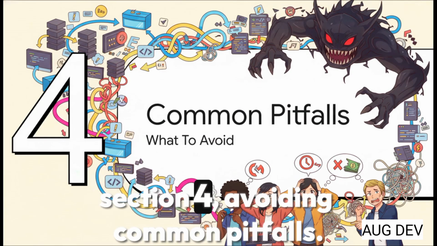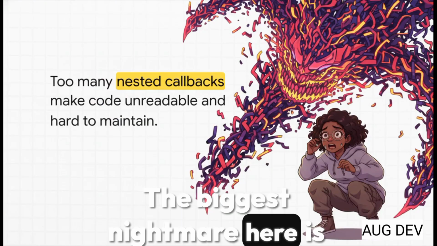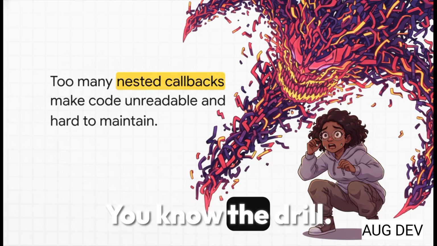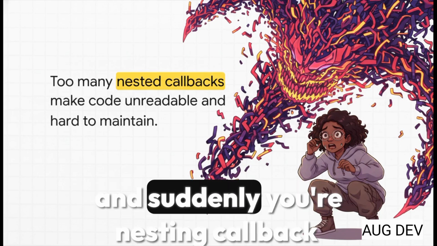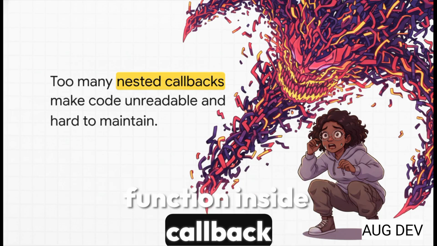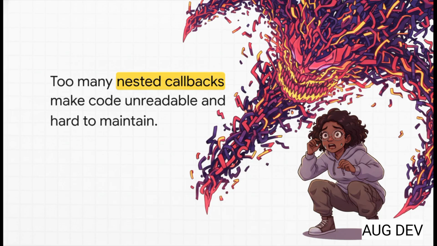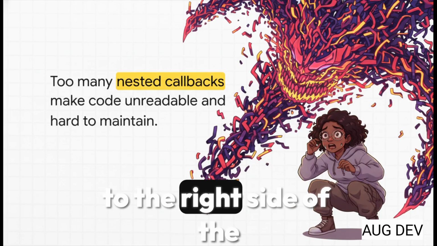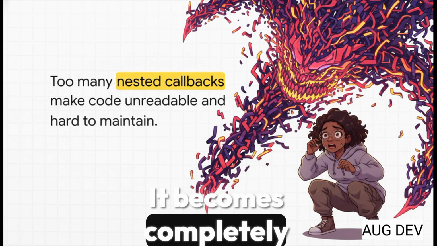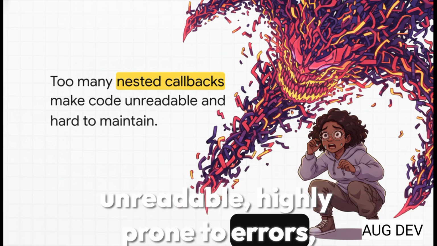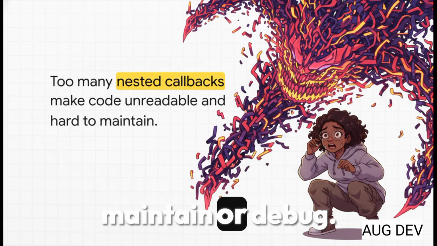All right, Section 4, avoiding common pitfalls. The biggest nightmare here is callback hell. You know the drill. When you have an asynchronous operation that triggers another async operation, which triggers a third, and suddenly you're nesting callback function inside callback function inside callback function. Your code starts drifting all the way to the right side of the screen in this giant cascading pyramid shape. It becomes completely unreadable, highly prone to errors, and just an absolute misery to maintain or debug.